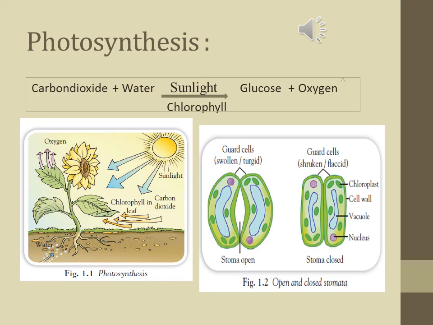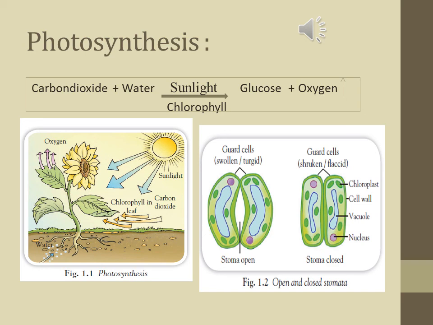What are the guard cells? These are specialized plant cells which are kidney shaped. They are responsible for opening and closing of the stomata. When these cells absorb water, they become swollen or turgid, and due to this turgidity, the stomatal pore opens completely, and when they lose this water, they become flaccid or shrunken, and due to this they close the stomatal opening.